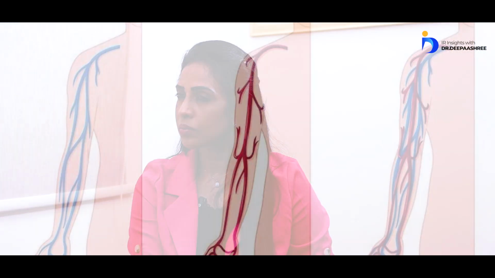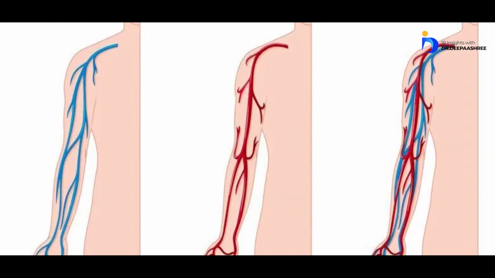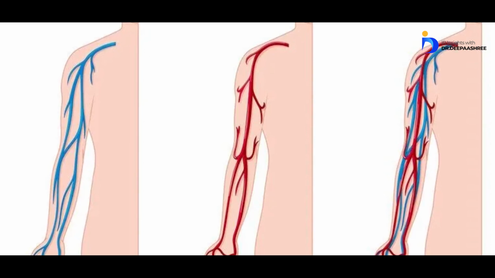And in veins again, the carrying away of my coil is very less. So I can use even a smaller size. Suppose it's an 8 millimeter vessel and I want to nicely pack it, I use a 6 millimeter diameter. But the other way around, if I'm using a smaller size coil for a bigger size vessel, it can get carried. Suppose I'm using a splenic artery.